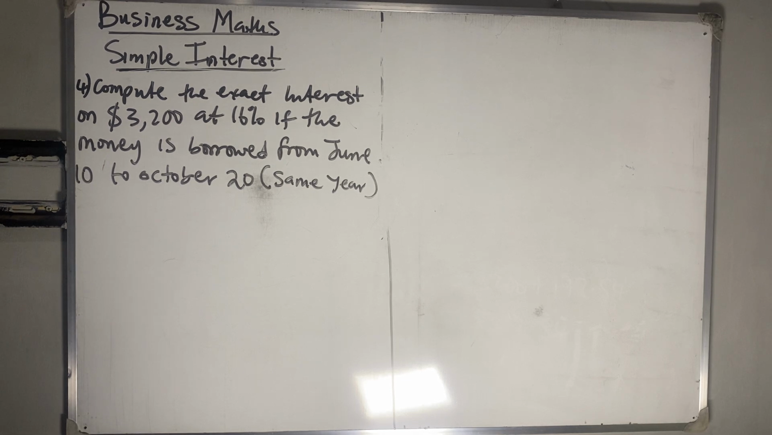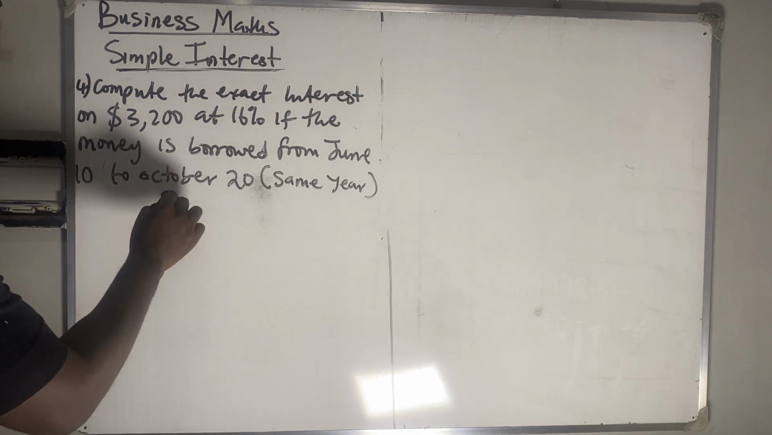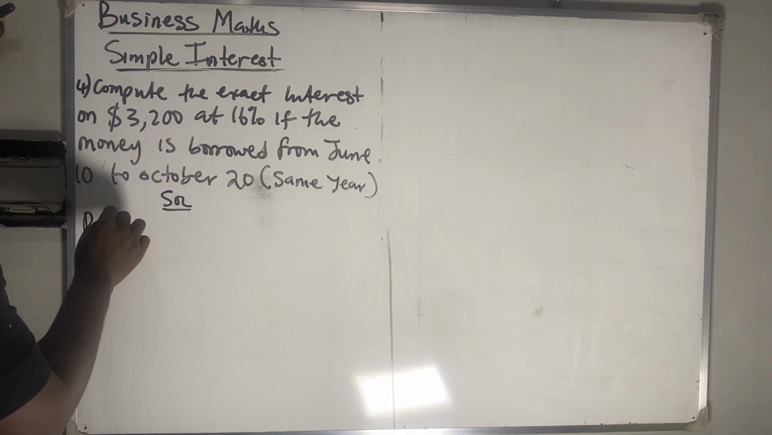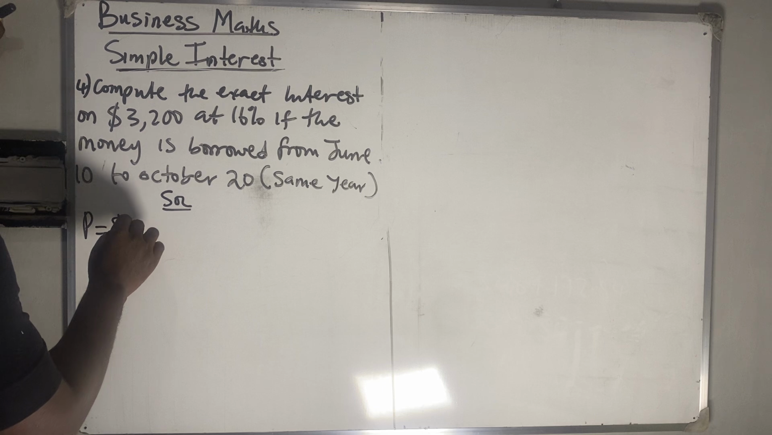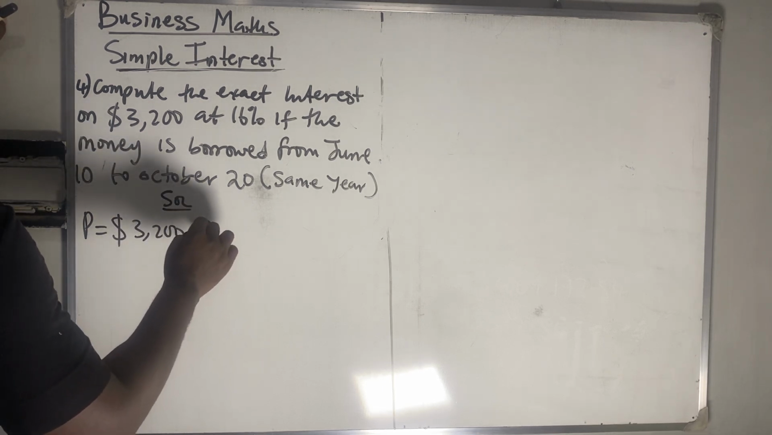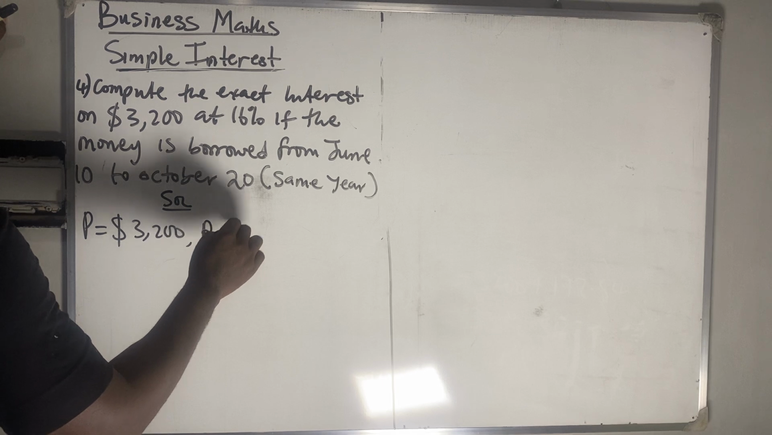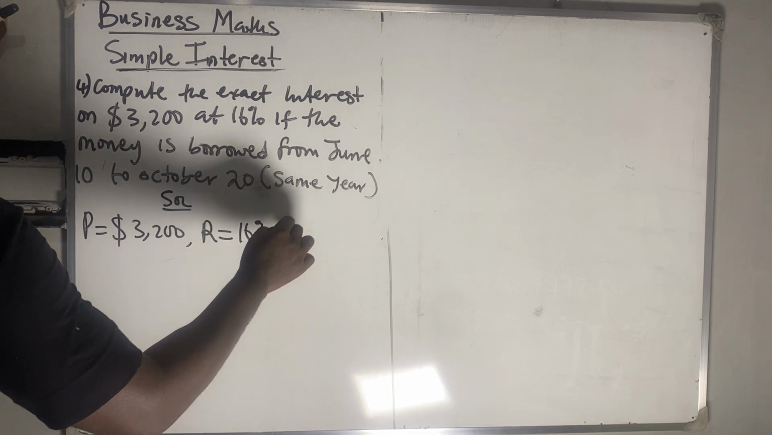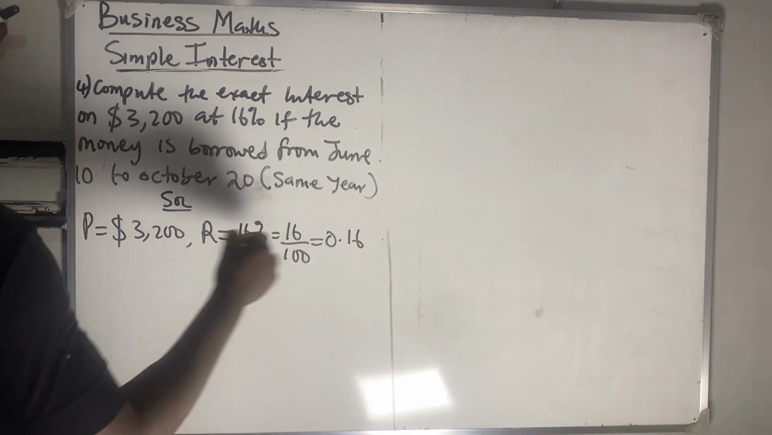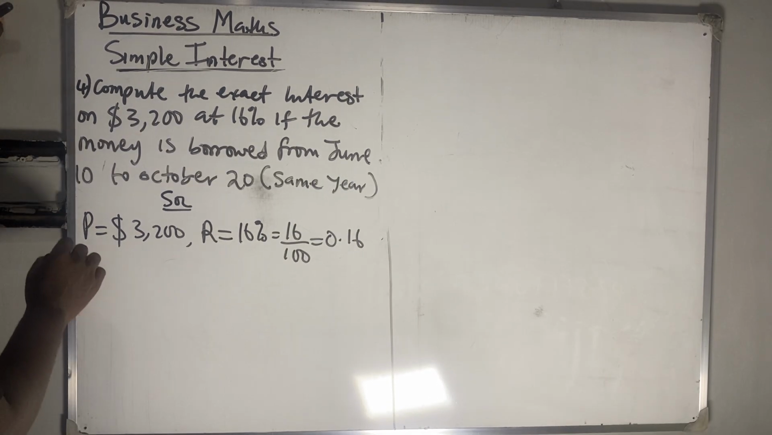So what do we do? Very simple solution. We bring out our parameters. The first parameter is the principal, that's the money that is borrowed, which is 3,200. The next thing is our rate. The rate here is 16%, which is 16 over 100, that is 0.16. The next one we're going to calculate is the time.